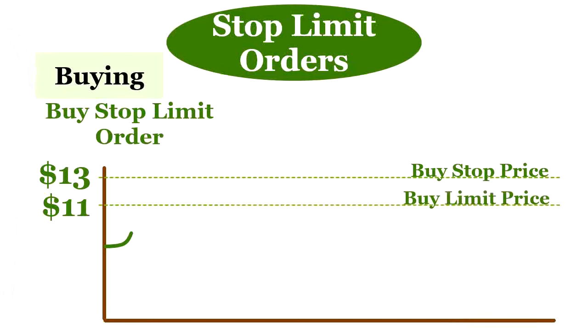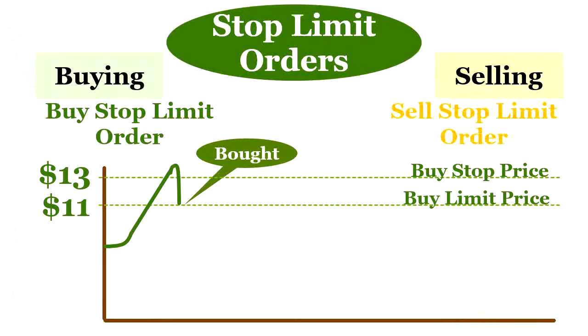So if the stock price rises up to the buy stop price of $13, then pulls back to the buy limit price of $11, then a buy stop limit order would be made at $11 or less. And when selling with a stop limit order, you set a sell stop price at which you want to start selling the stock.